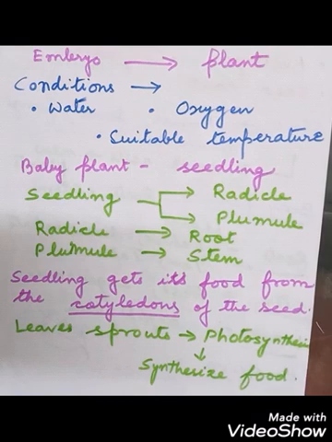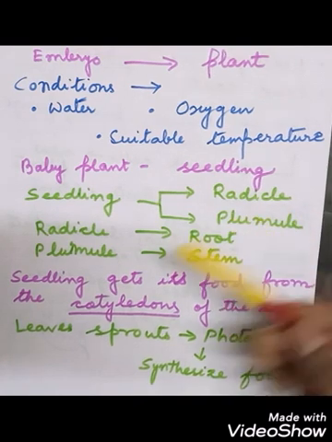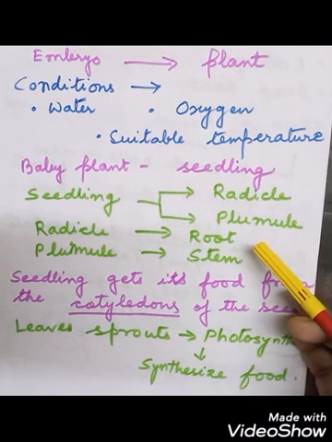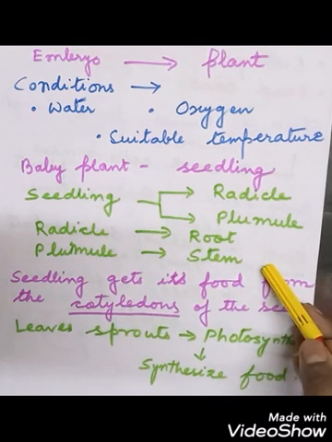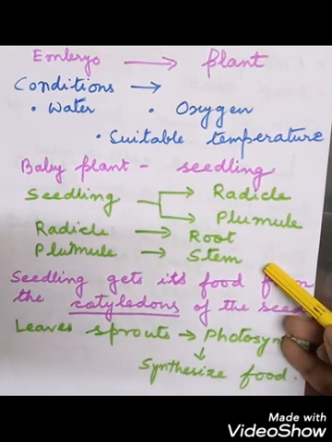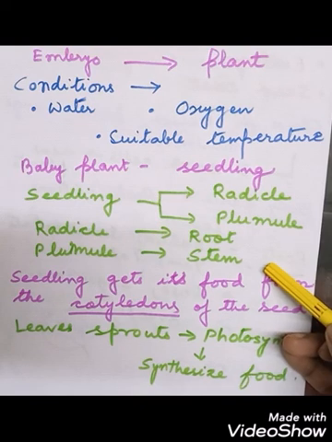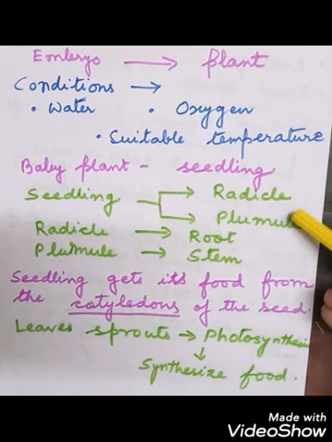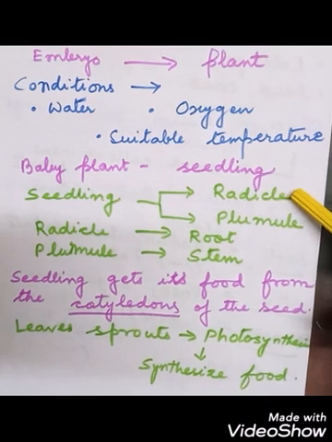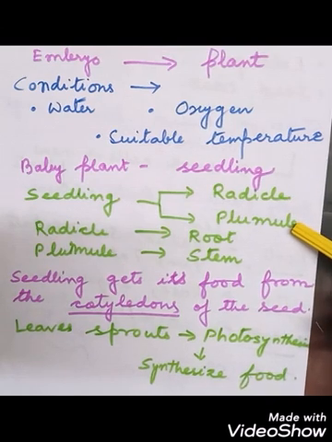Now I will tell you about the different parts of the seedling. The seedling has mainly two parts, the radicle and the plumule. The radicle grows under the soil and the plumule grows above the soil. The radicle grows to become the root, and the plumule grows to become the stem of the plant, which grows upwards towards the sunlight.